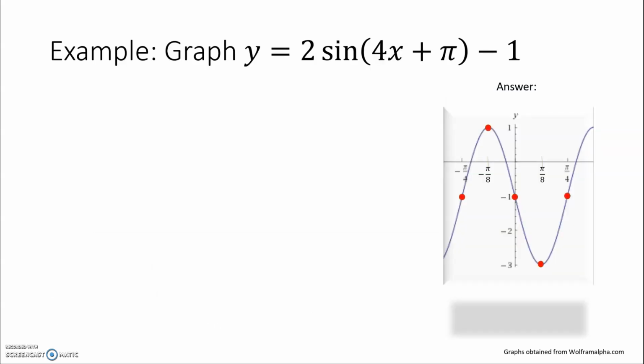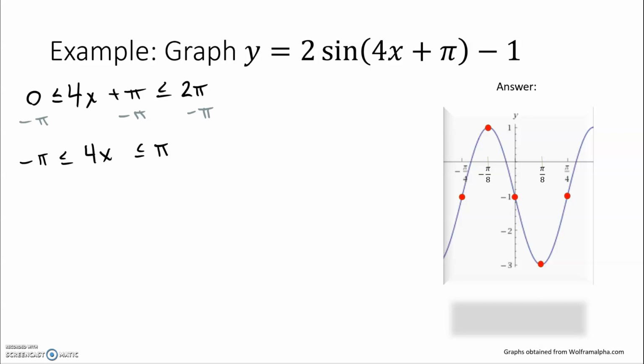And we've got amplitude, we've got a phase shift, we've got period change, and we also got a vertical displacement. So first things first, we're going to take whatever's in the parentheses and put that between 0 and 2 pi. So that's going to be 4x plus pi between 0 and 2 pi. Okay, so then I'm going to solve for x, so that means I'm going to subtract pi from each one of these first. So I'll get negative pi over here, 4x, and pi over here.